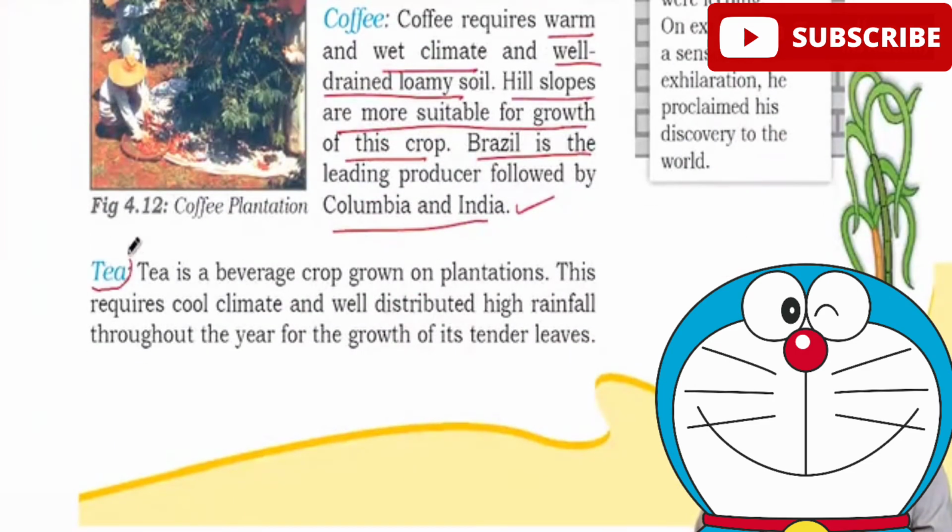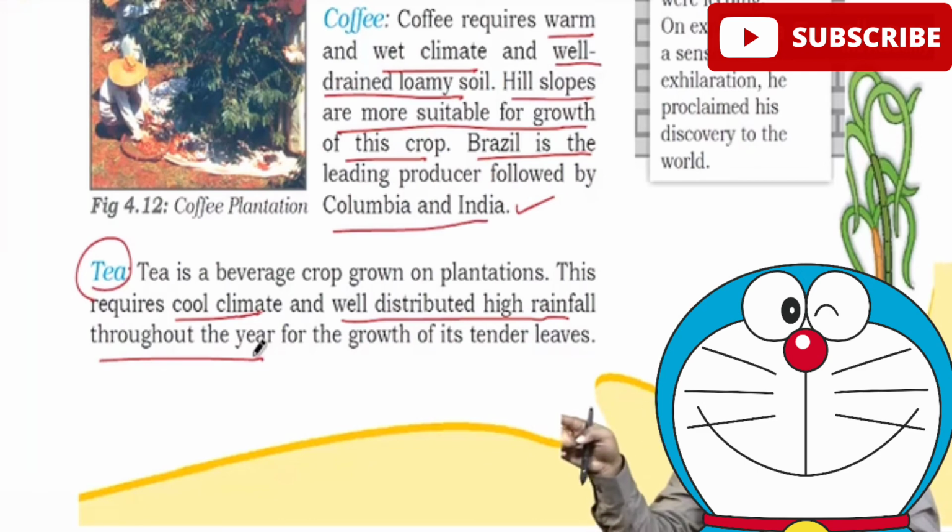Tea is another important beverage crop which requires a cool climate. Coffee, warm climate. Tea, cool climate. If coffee is grown on the lower parts of the mountains, tea will be grown in the upper parts of the mountains. And tea requires well distributed high rainfall throughout the year. So tea cannot be grown in those regions where you see heavy rainfall at some time and dry conditions at another. Coffee requires well drained soil, even with irrigation and good rainfall it's enough. But tea requires rainfall throughout the period.